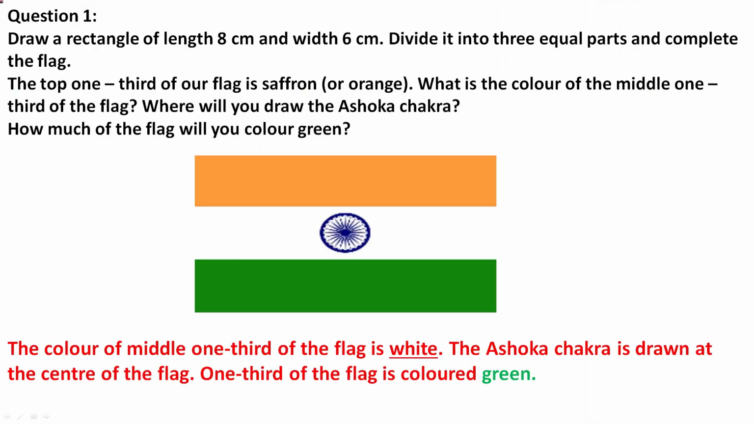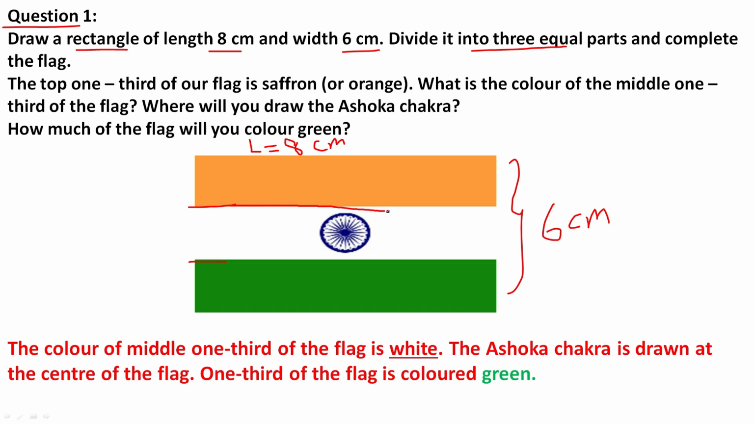Question number 1. Draw a rectangle of length 8 centimeter, width 6 centimeter, divide into 3 equal parts and complete the flag. Here this is the length, 8 centimeter, and this is the width, 6 centimeter, and we have divided it into 3 equal parts. 1, 2, 3. So our flag is divided into 3 equal parts.